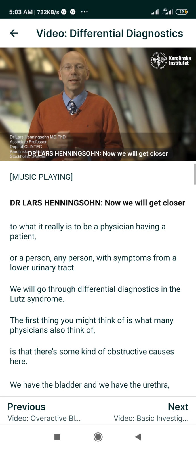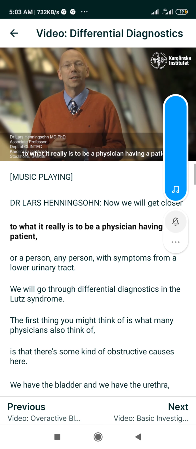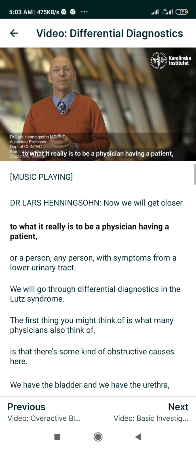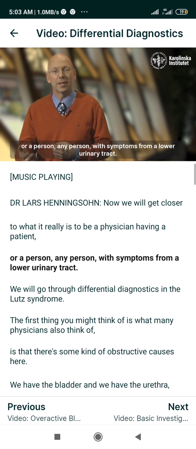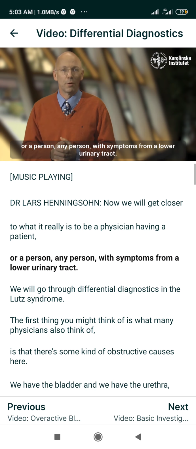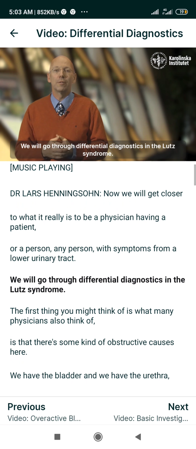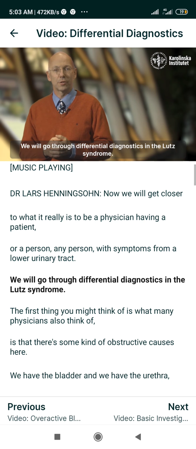Now we will get closer to what it really is to be a physician, having a patient or a person, any person with symptoms from the lower urinary tract. We will go through differential diagnostics in LUTS syndrome.